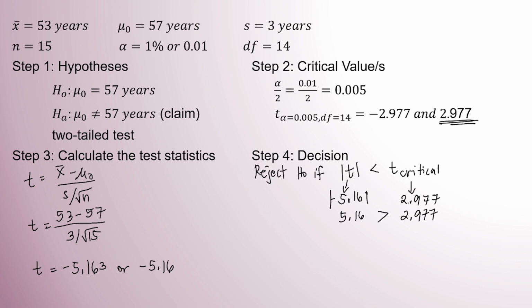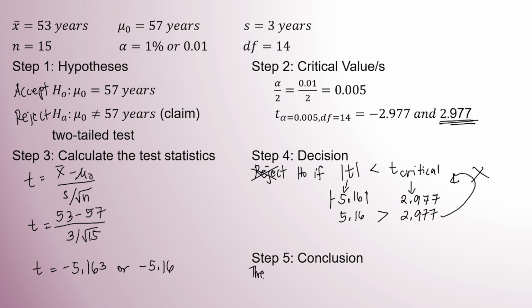So, ibig sabihin, we will reject HO. Hindi kasi na-meet ng ating computation itong ating rejection region. So, what we can do is we will reject HO and we will accept HA. So, ang step 5 ngayon natin, ang i-conclude natin ay yung inaccept natin.